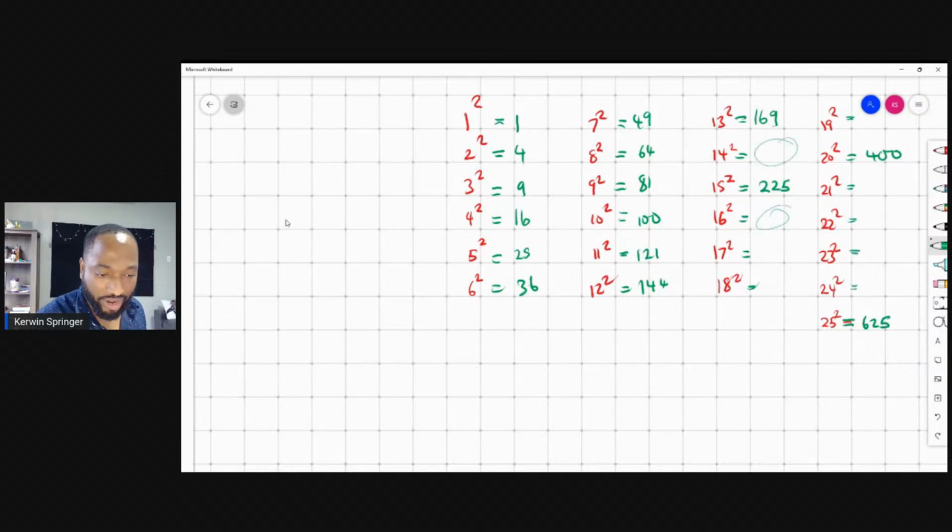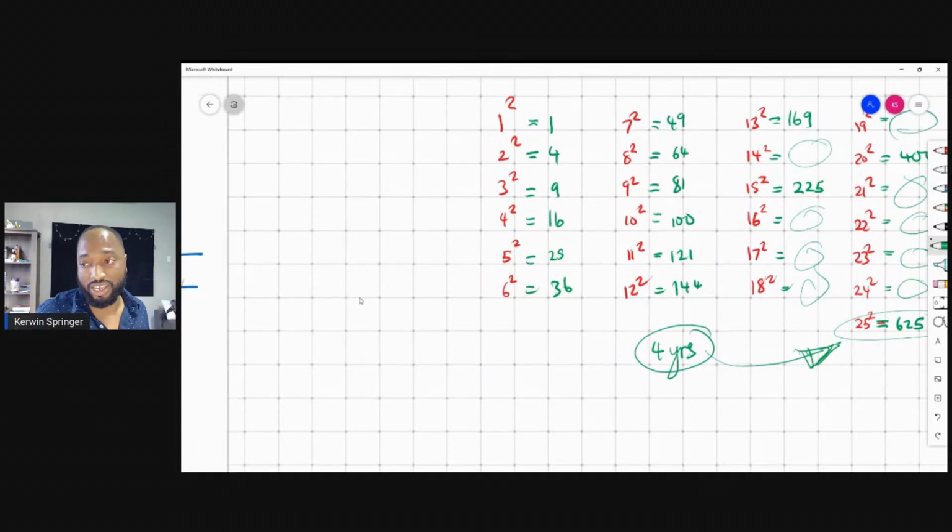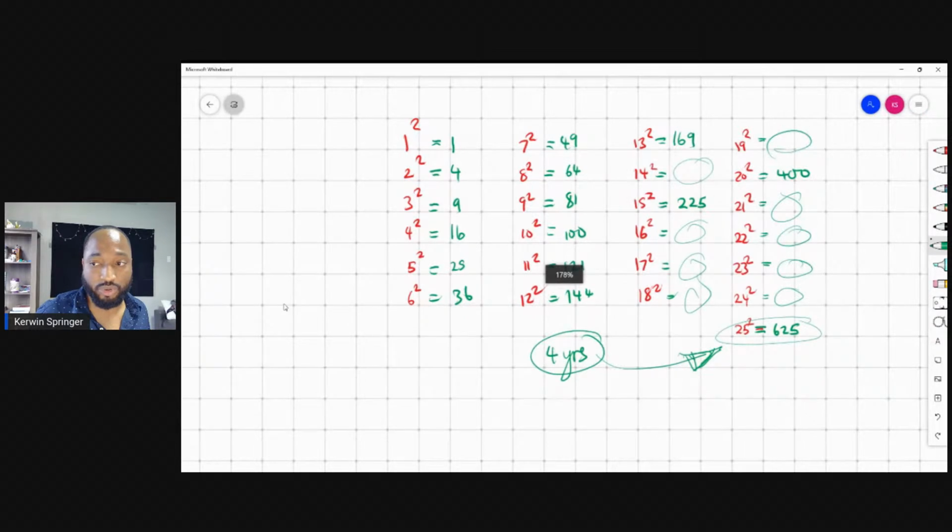Now it's your job to try and fill in the blanks. And let me tell you a secret. My son was 4 years old and he already knew up to this. I wonder if he still knows it. But he was 4 years old and he already knew up to 25 squared. So anybody can do it. You can sit down and learn all your squares.